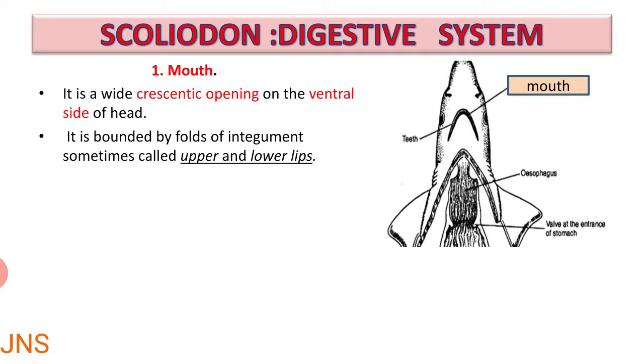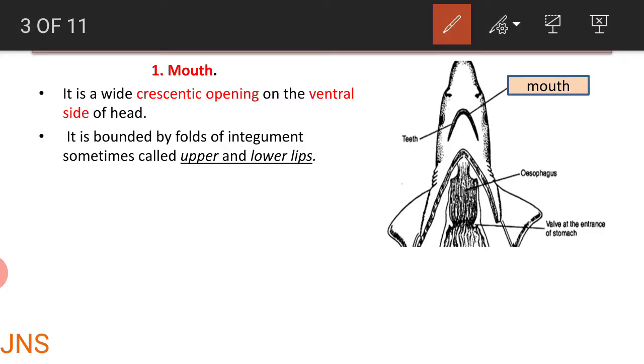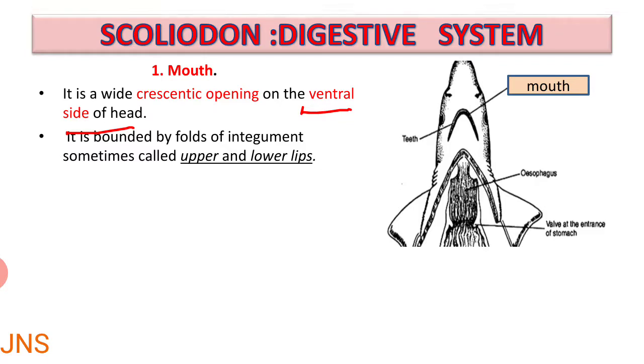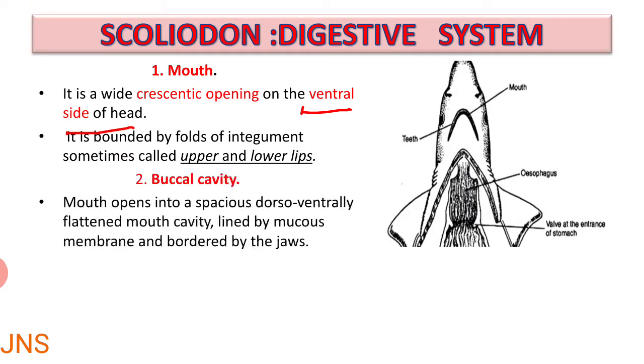So let us take one by one. First and most important part of the alimentary canal is the mouth. Mouth is a wide crescentic opening which is present on the ventral side of the head. Mouth is situated towards the ventral side of the head, which is a wide opening, and this mouth is guarded by upper and lower lips. That is, upper and lower lips are present, and in between those two lips the mouth is situated.